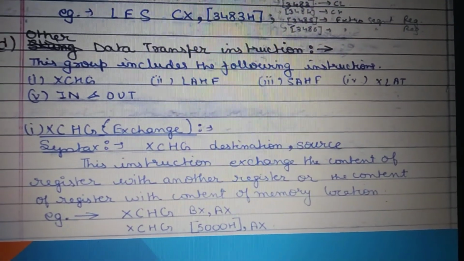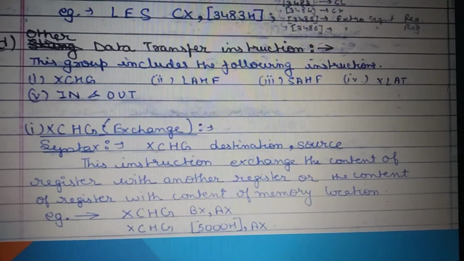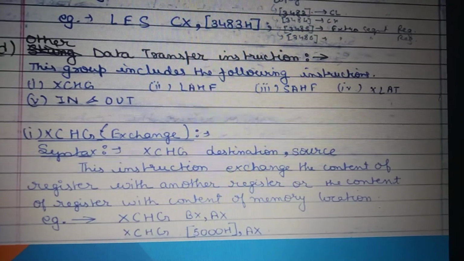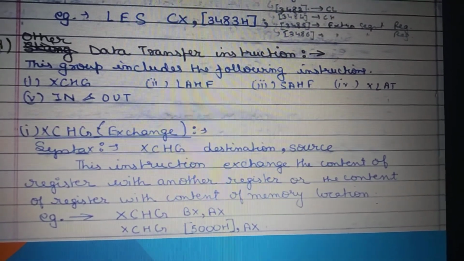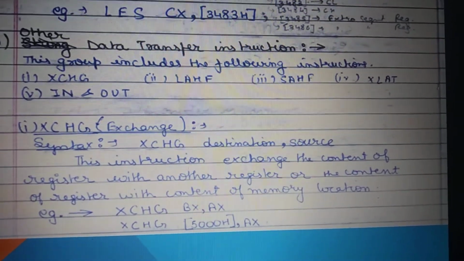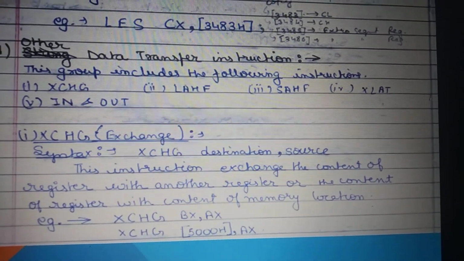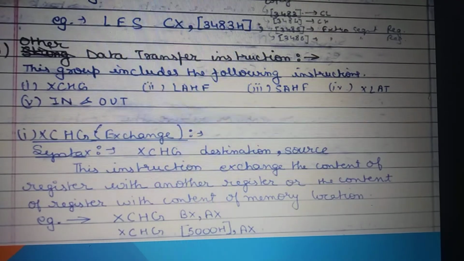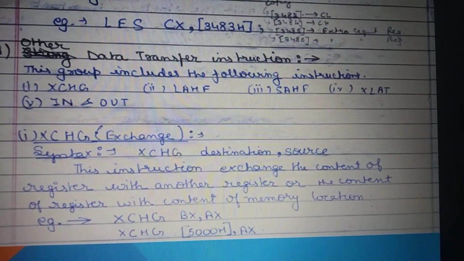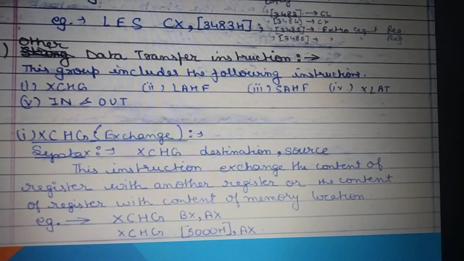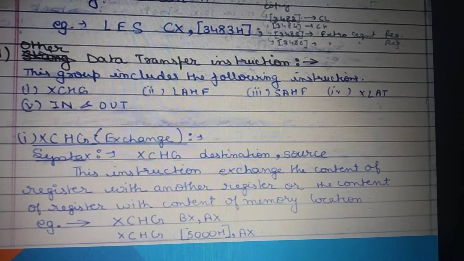Or XCHG 5000H, AX exchanges the content of the memory location corresponding to the 5000 offset address and the register AX. Here 5000H is the offset address of the data segment location. So from that location, data is transferred to AX, and the content of AX is transferred to that location.